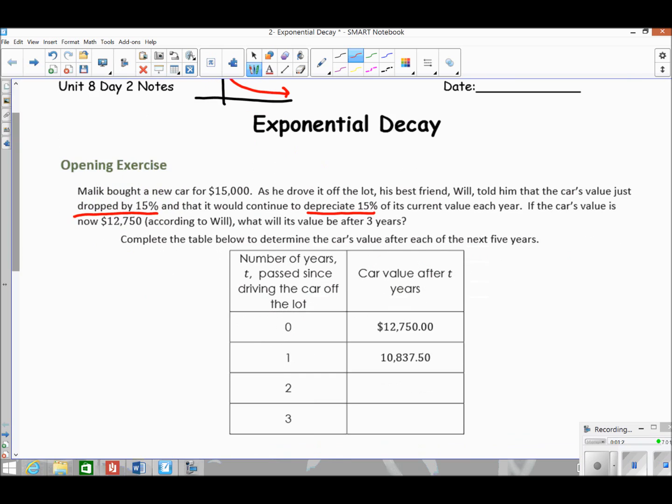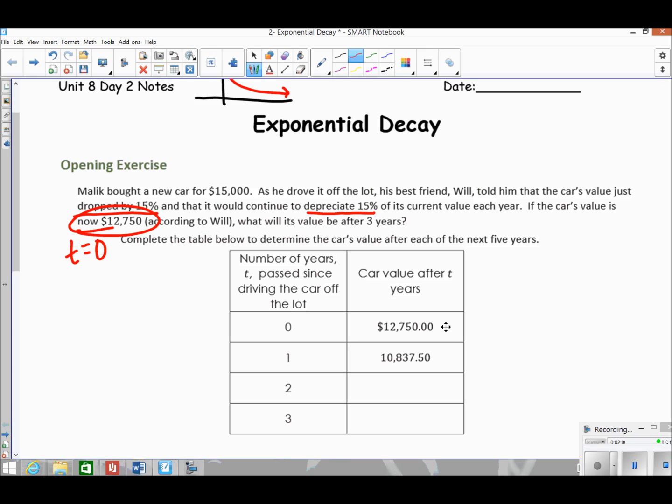When t equals 0, the starting value is $12,750, because that's like starting right now. It says now, meaning t equals 0. Then after 1 year, it became $10,837.50. What happened is it depreciated 15%. So we took 15% of $12,750 and subtracted it off, and got $10,837.50. That's the longer way of figuring it out.